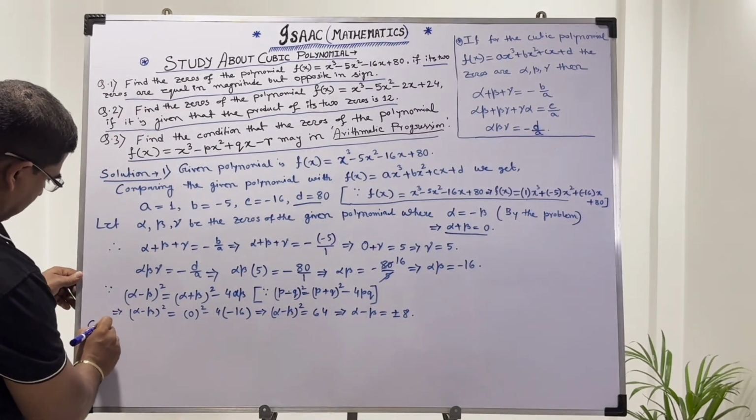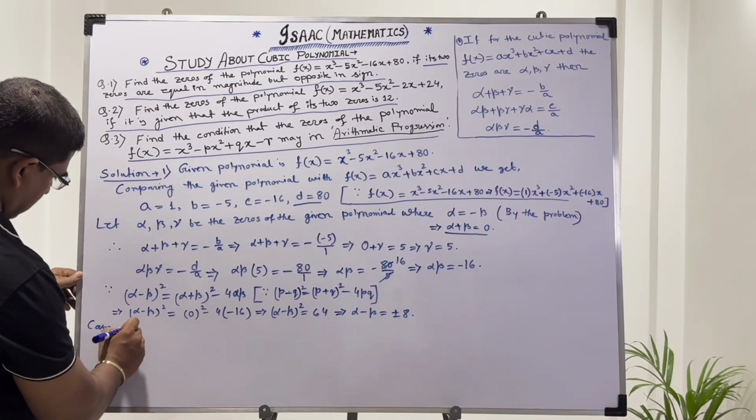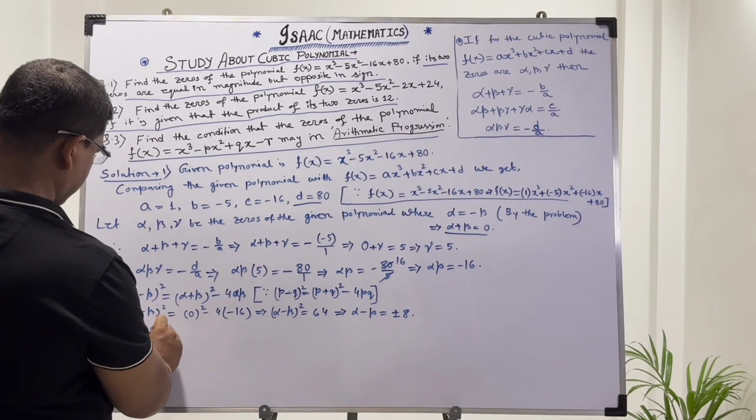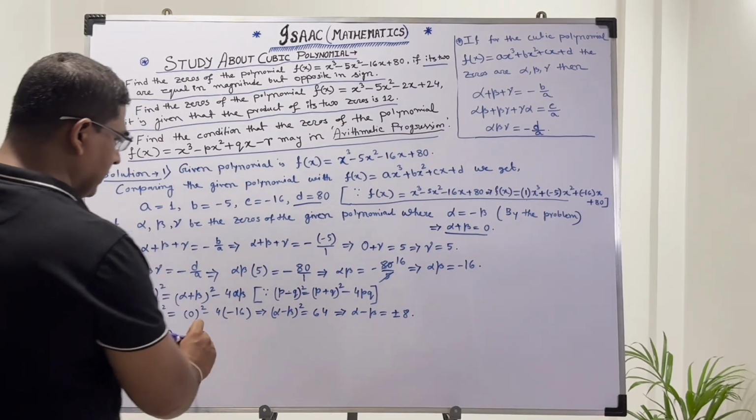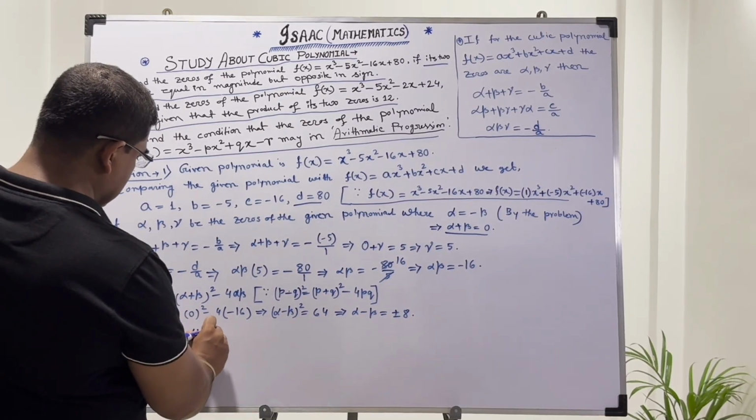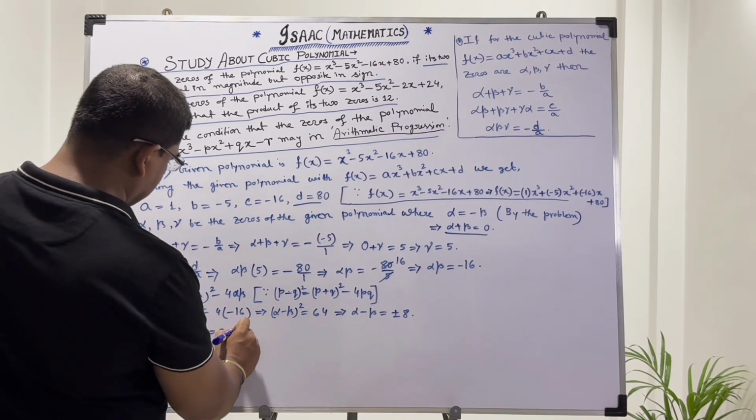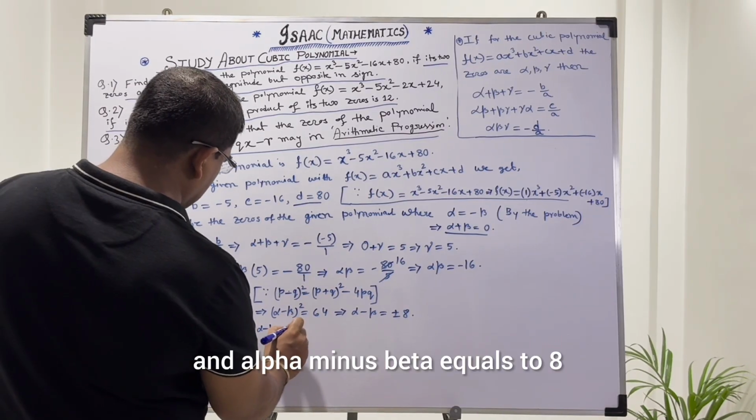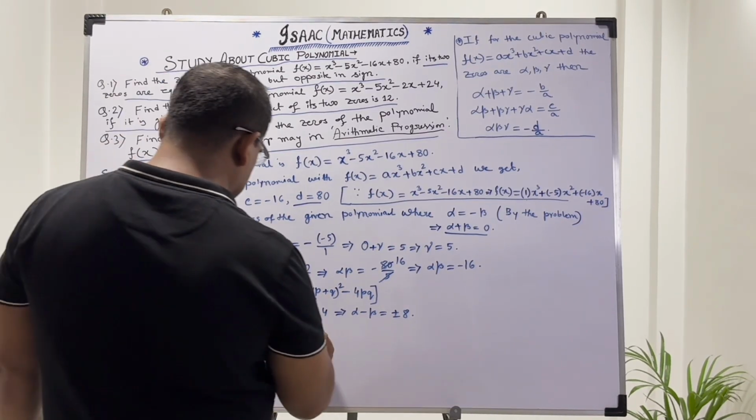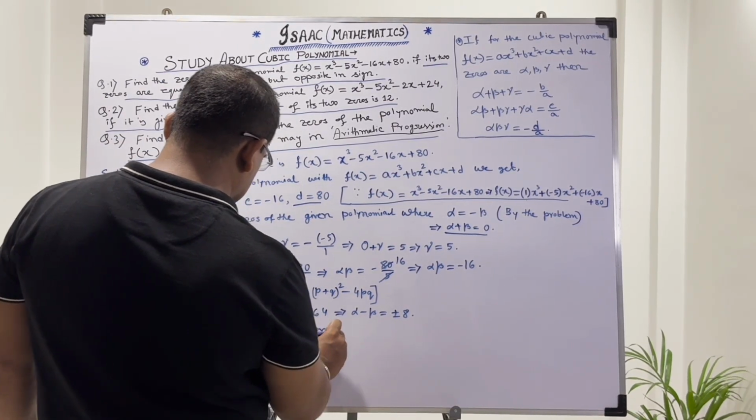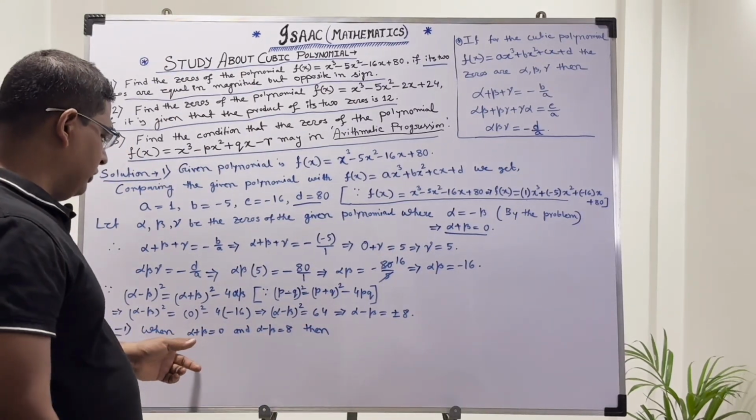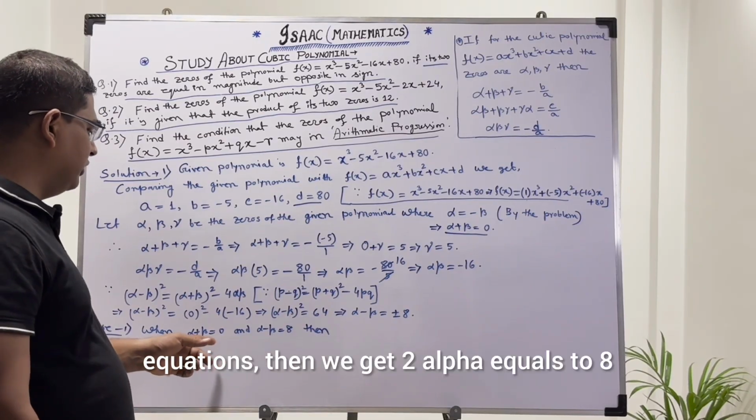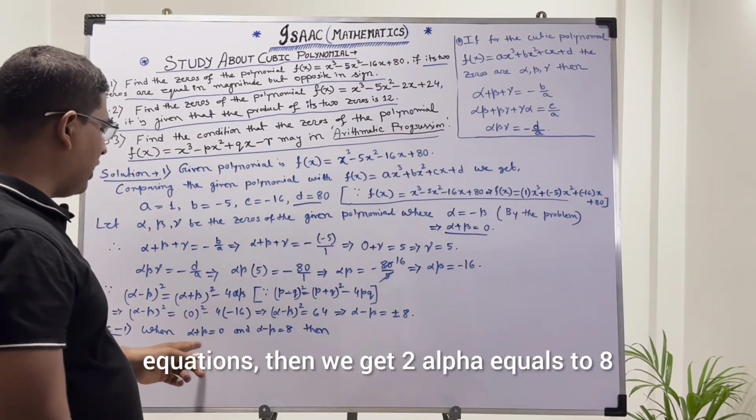Case 1. When alpha plus beta equals 0 and alpha minus beta equals 8, then solving these two, that means if we add these two equations, then we get 2 alpha equals 8.